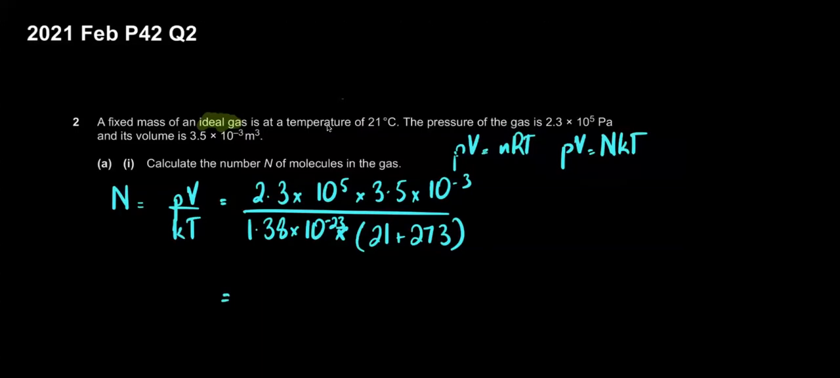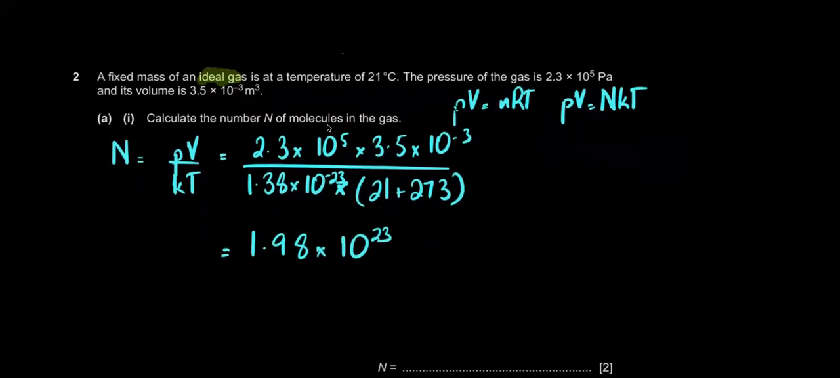So we just need to plug all these numbers into our calculator and press enter. So 2.3 into 3.5 into 10 to the 5 minus 3, divided by 1.38 into 10 to the negative 23 times 294. So this is 1.98 into 10 to the 23. Our least number of significant figures is 2, so you can give your answers either to 2 or 3 SF. So to 2 SF, this would be 2.0 into 10 to the 23.